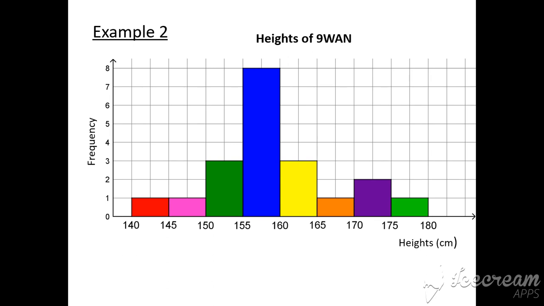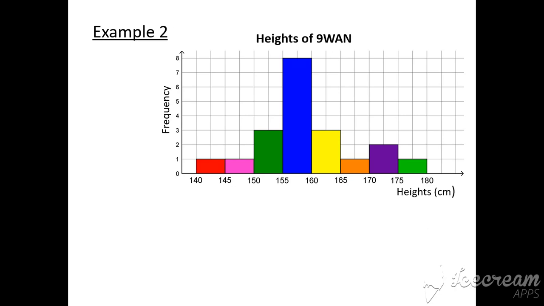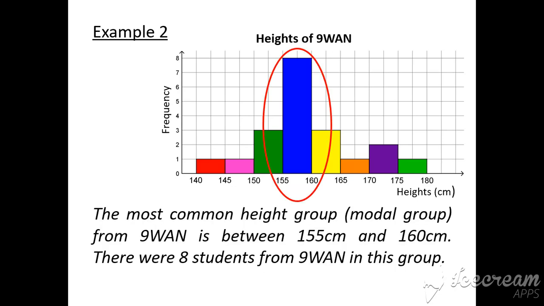Alright, so let's chat about this graph. What can we say about this? Well, you probably want to start with the most common height group, and this is referred to as a modal group. So you might say the most common height group from 9WAN is between 155 centimeters and 160 centimeters. There were 8 students from 9WAN in this group.